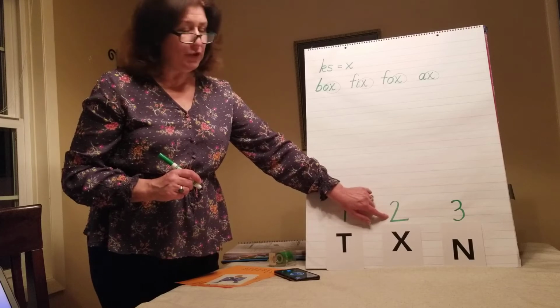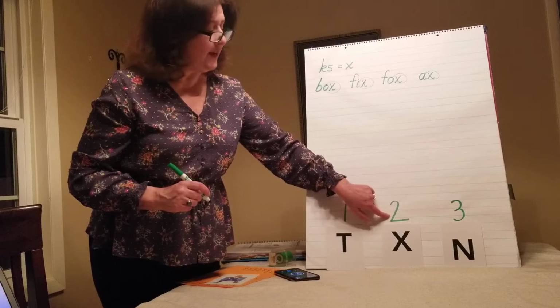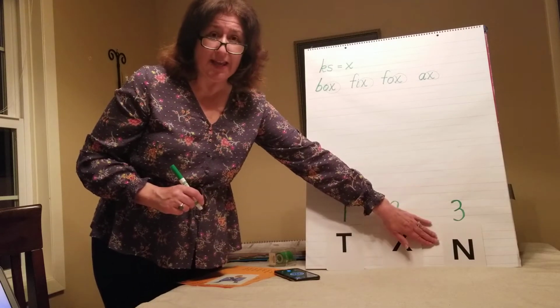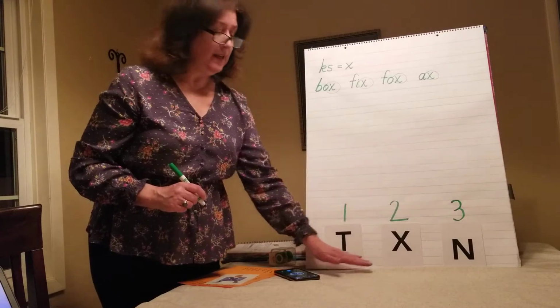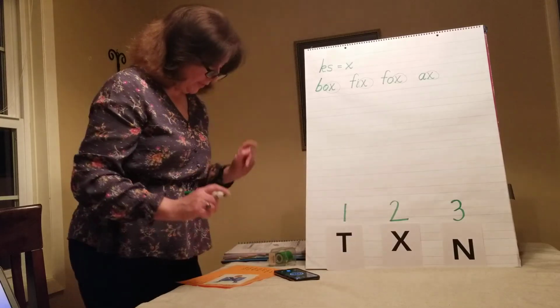That was not a very good 2. I had to lean over to do it. It wasn't very good formation. Not very well done, I should say. Door number 3 has N. Okay? T, X, N.